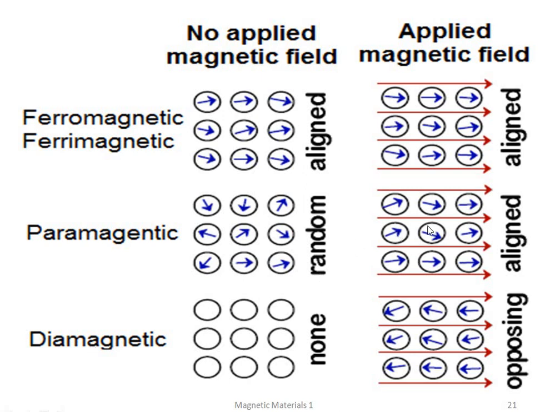So when a field is applied, what is happening? In diamagnetic materials they oppose the field, but in paramagnetic material all are aligned along the same direction as the field. And of course in ferromagnetic and ferrimagnetic materials also all are aligned along the same direction. So this is some information about the classification of materials based on their spin and permanent magnetic moments.